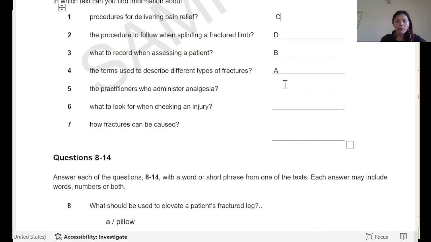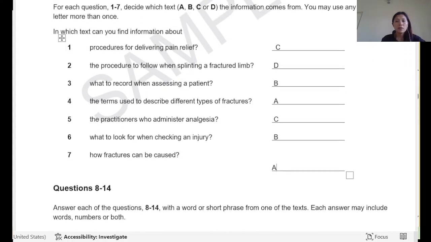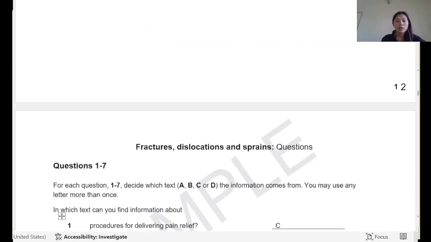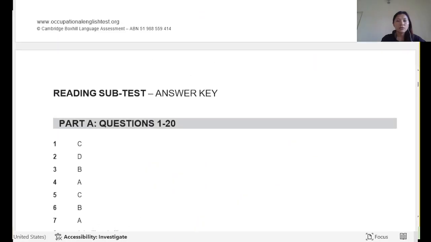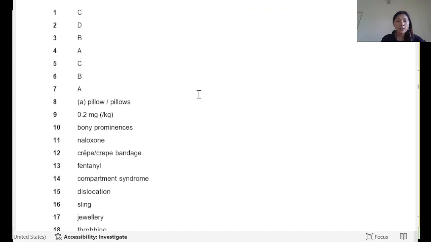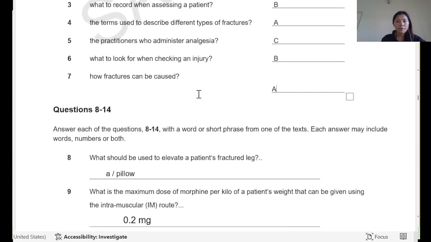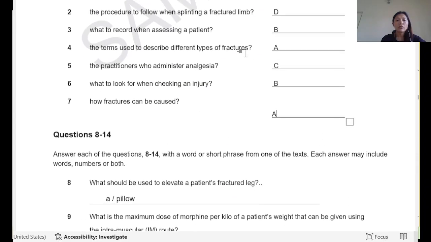And the practitioner who administers the analgesia is in part C, right? Medicine. What to look for when checking the injury? It's a B, right? And how a fracture can be caused? It's in A. So we'll see. CDB, okay, right? ACBA. ACBA. Okay, I got all the answers.